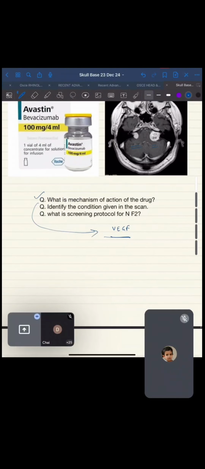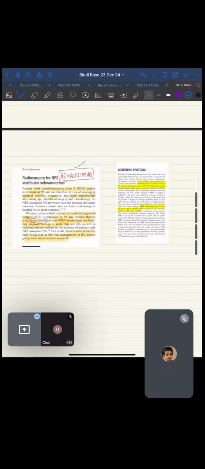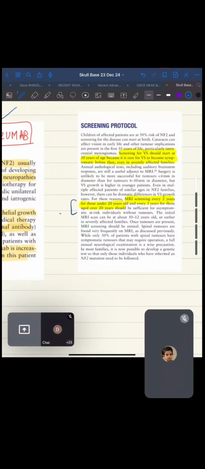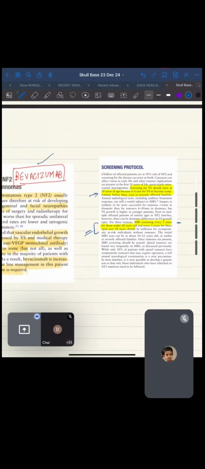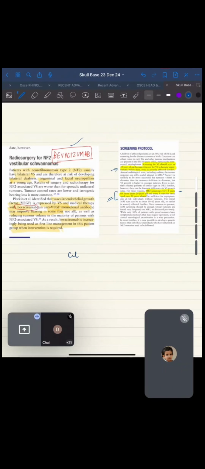Okay. Condition, you know what is the screening protocol basically. See over here. This is the bevacizumab which they are using. Screening protocol, they have mentioned it here. This one. It should begin at 10 years of age. First line. Second, MRI screening every 2 years for those under 20 and 3 years for those under 30. Over here, after bevacizumab, there is one distant cousin of bevacizumab by the name of cetuximab. Please read it. This is important.